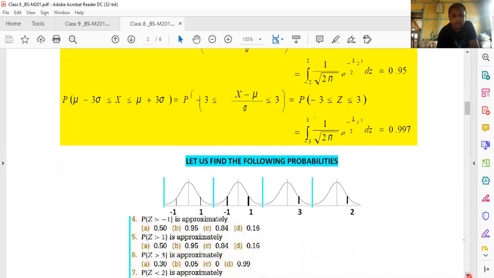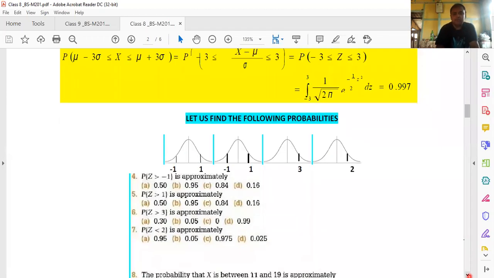Here I have shown you a small set of problems. I actually pasted it from a book. Let me try to make you understand how these problems are done and how these area properties help us to solve this problem.